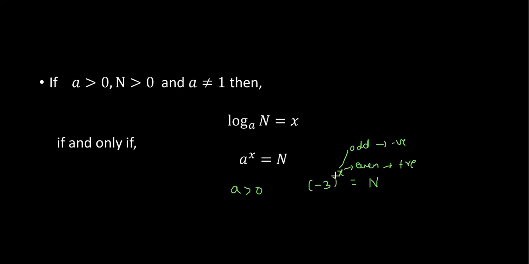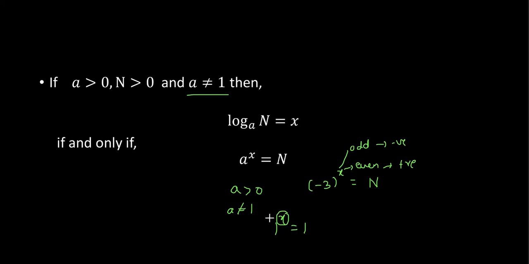If there is a doubt here, that we cannot say exactly whether x should be an even number or an odd number, then this base should be positive. The first condition is this. And the next condition says that this base should not be equal to 1. Okay, a should not be equal to 1. Why? Because 1 raised to power something is always 1.